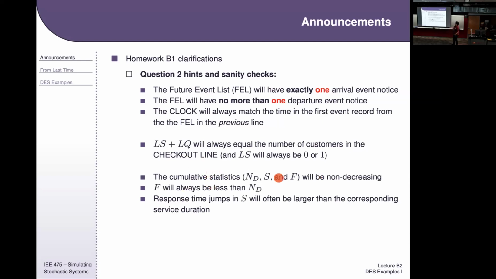The cumulative statistics are always non-decreasing. F will always be less than ND. Response times jumps in S will be larger than the corresponding service duration because of the wait times. So all of this I mentioned before.